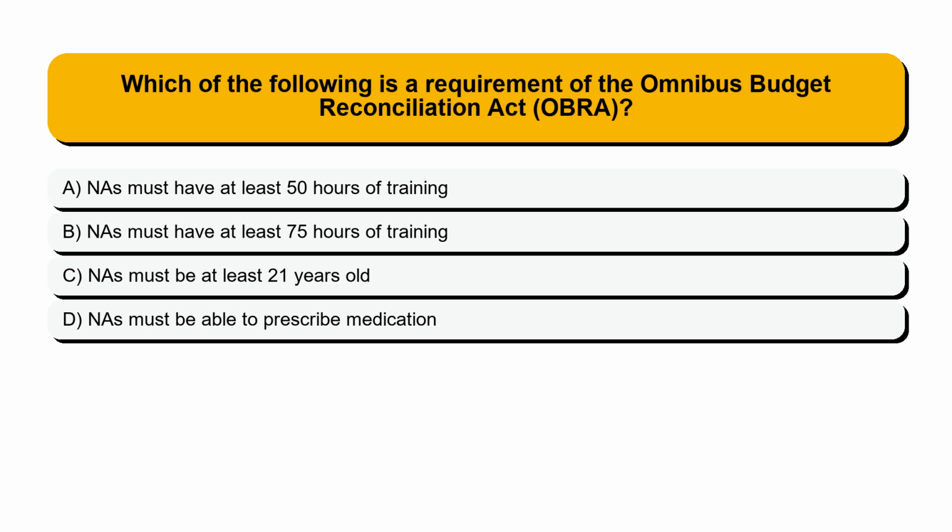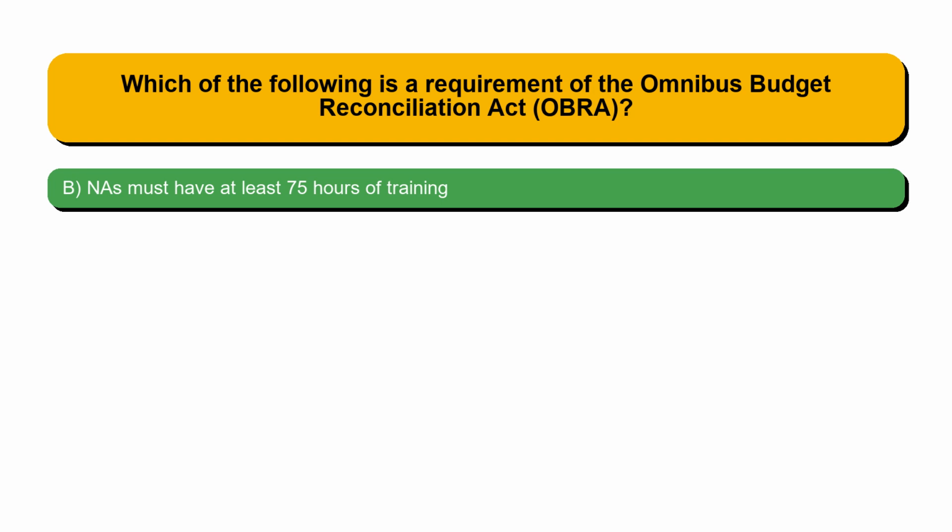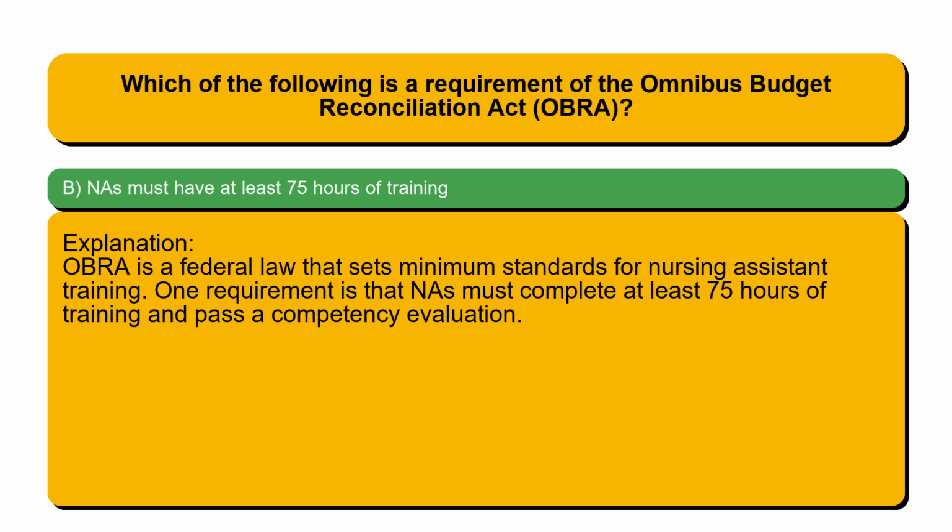Question 89. Which of the following is a requirement of the Omnibus Budget Reconciliation Act, OBRA? Option A. NAs must have at least 50 hours of training. Option B. NAs must have at least 75 hours of training. Option C. NAs must be at least 21 years old. Option D. NAs must be able to prescribe medication. The correct answer is Option B. NAs must have at least 75 hours of training. OBRA is a federal law that sets minimum standards for nursing assistant training. One requirement is that NAs must complete at least 75 hours of training and pass a competency evaluation.